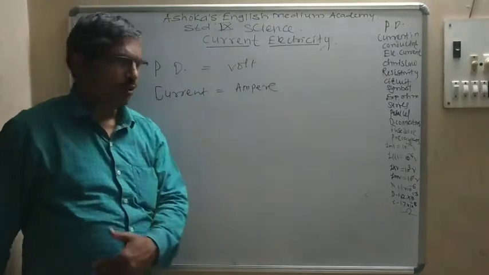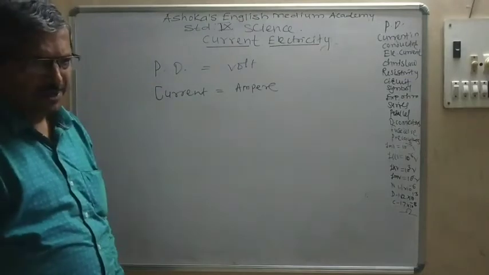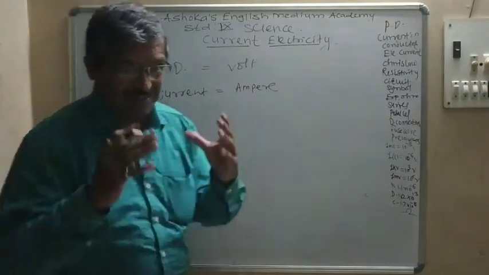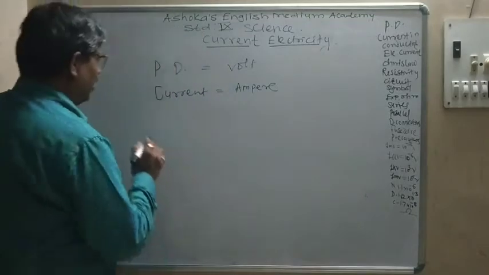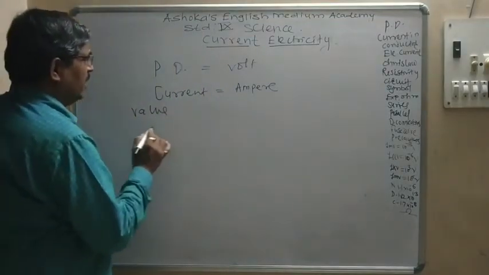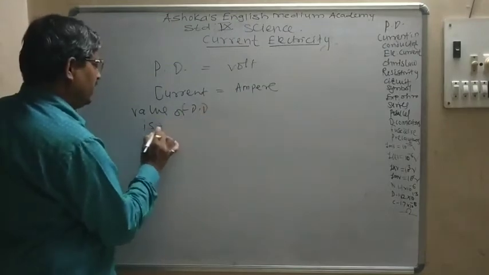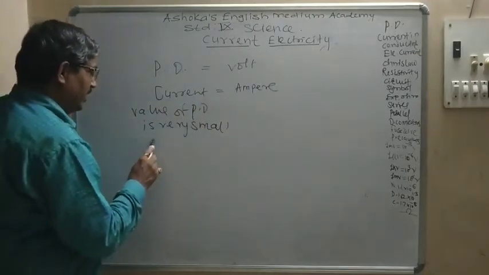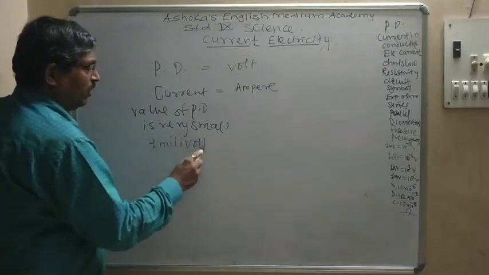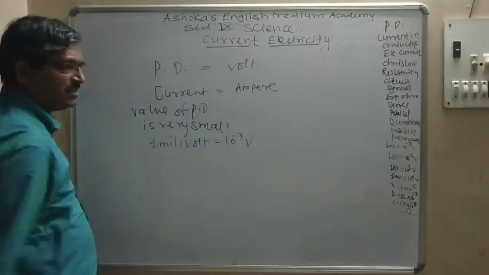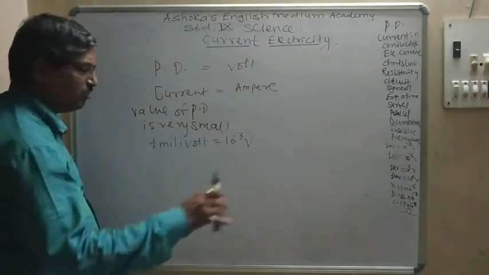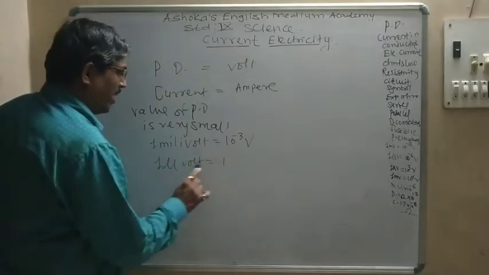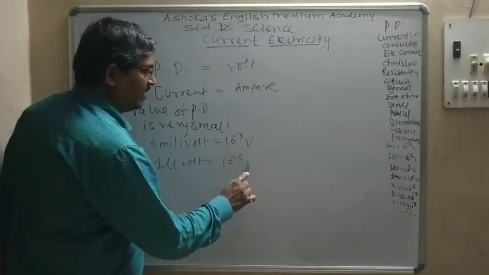Potential difference is measured in volt. Electric current is measured in ampere. And these ampere and volt are the units, but what about when their values are very small? If the value of PD is very small, then these small values are expressed in millivolt. 1 millivolt is equal to 10 raised to minus 3 volt. Again, if the value is smaller, then it is measured in microvolt. 1 microvolt is equal to 10 raised to minus 6 volt.